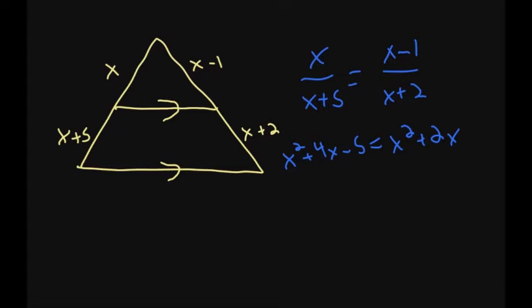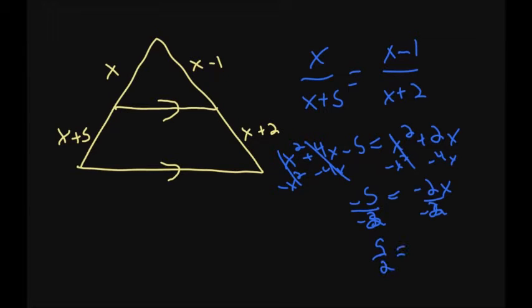So I can subtract the 2x from both sides. Actually, I'm going to subtract the 4x from both sides. I don't normally like doing it this way, but I'm going to do it. And I can subtract the x squared from both sides. So the x squareds are going to cancel. So I'm left with negative 5 equals 2 minus 4, which would be negative 2x. I'm going to divide that by negative 2. Negative divided by negative is a positive, so that would be 5 over 2 equals x. So you're just creating a proportion there of that side and that side versus this side and this side.